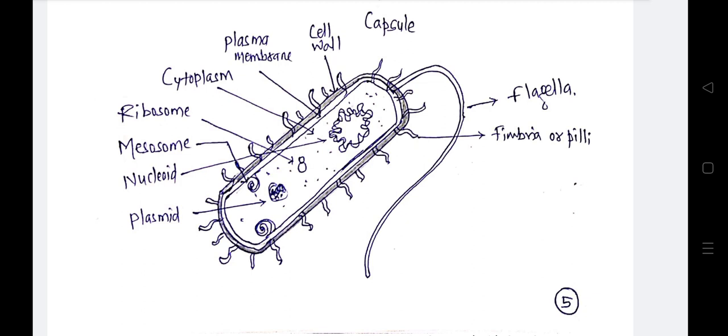The second component is the cell wall. The cell wall is the outermost layer. It is present below the capsule and above the plasma membrane. It is tough and rigid. It is made up of mucopeptide, peptidoglycan, mucocomplex, muramic acid, and these are all called peptidoglycan.